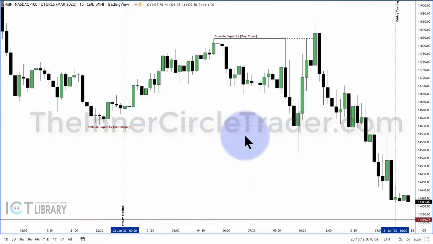And what do I mean by that? Well, I mentioned how the market dropped down initially, and that takes the sell stops out. So sell side liquidity has been attacked.